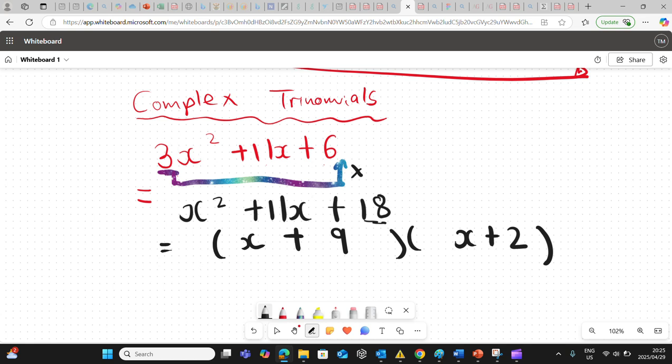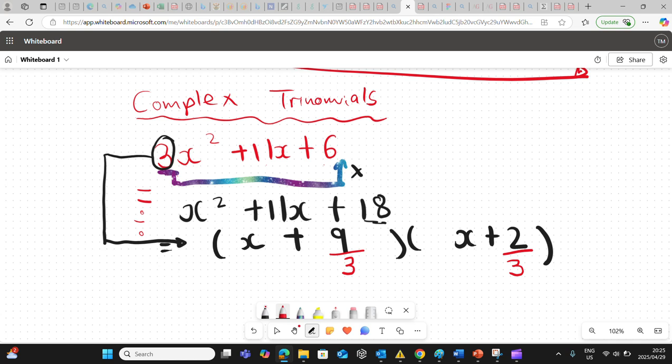But as much as you took this 3 and you multiplied across with, you have to come back in this step and divide with that 3. What do I mean by divide? I'll show you exactly what you need to divide. You need to divide this 9 by 3, and you need to divide this 2 by 3.